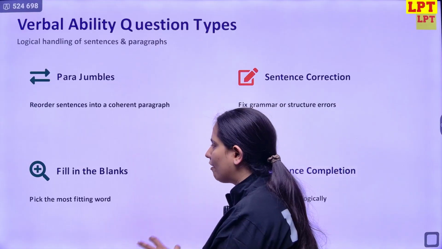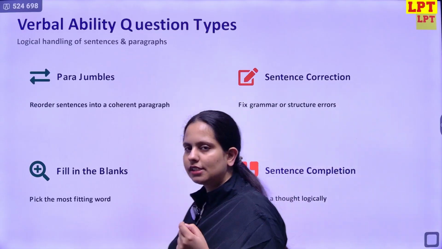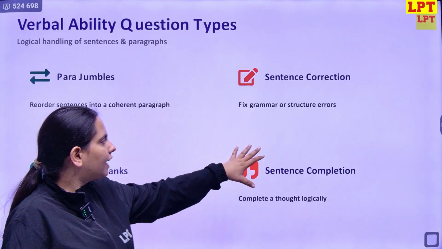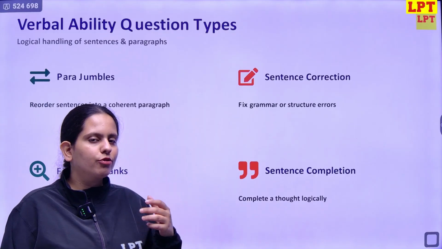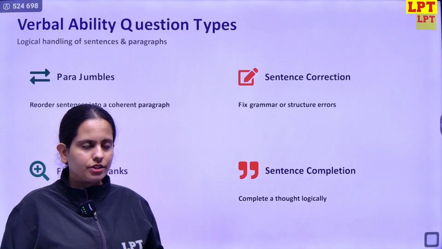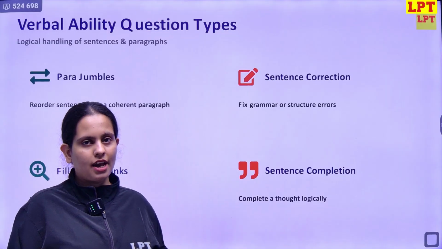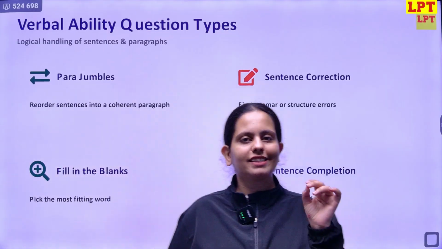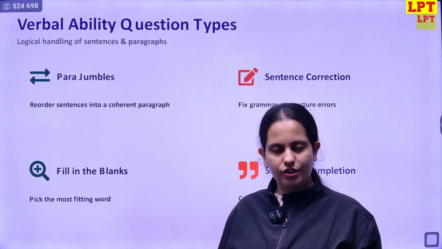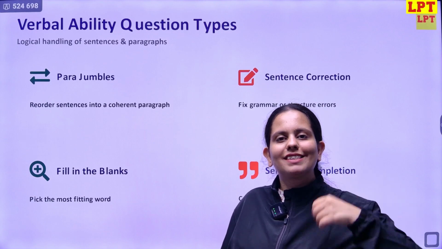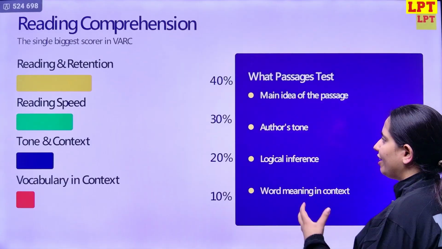Now moving forward, we have fill in the blanks. So we would have to choose the most suitable word for the sentence. Next we have sentence correction. That means we would have to figure out the errors in the sentences and fix the sentence from the given options only. Next, we have sentence completion. Also, we have paragraph completion, in which a blank would be given to you in a sentence, or it can be in a paragraph as well. So you would have to choose the suitable word or the suitable sentence that makes the sentence or the paragraph complete.